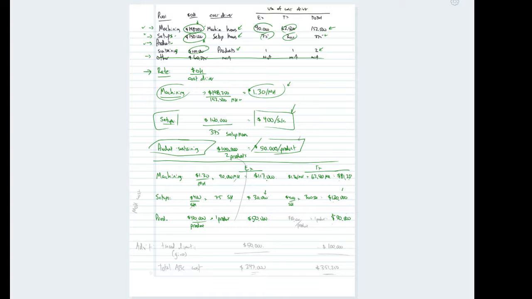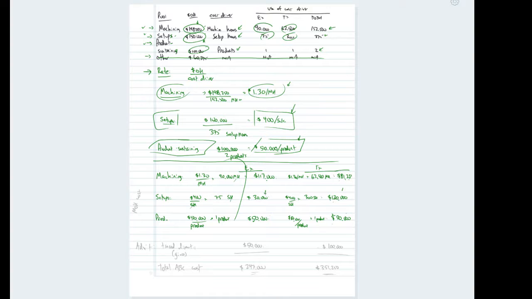So we've done the same thing we've always done with cost allocation. We've come up with a rate, used that rate, multiplied it by the use of the cost driver for each of our products. Fill this in here. And that gives us the amount of cost allocated. So these are the three types of manufacturing overhead costs allocated.